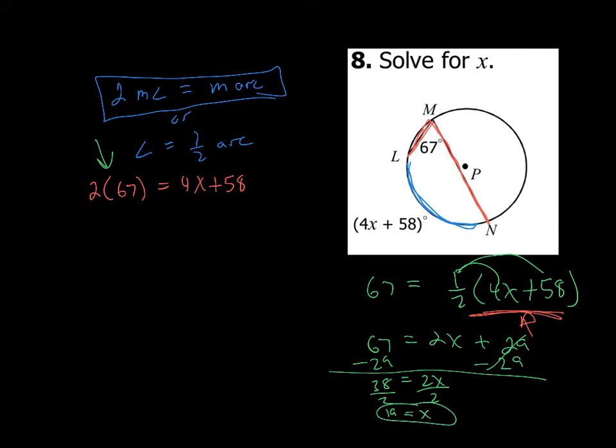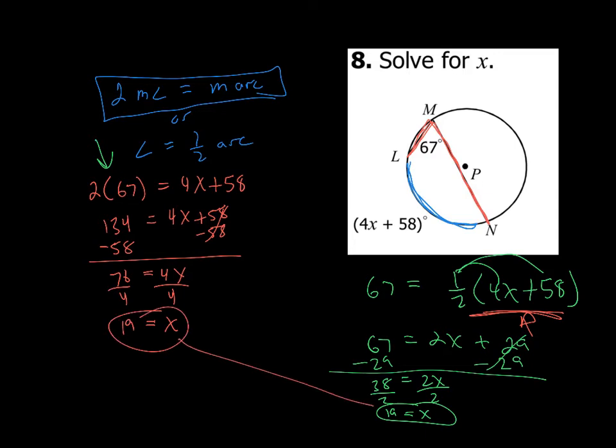Let's see how this works over on the other side. If we take 2 times 67, I'm going to get 134 is equal to 4x plus 58. Subtract 58 from both sides, and I get 76 equals 4x. Divide both sides by 4, and I get an x of, lo and behold, 19. So whatever way is easier for you, solve for x. X equals 19.